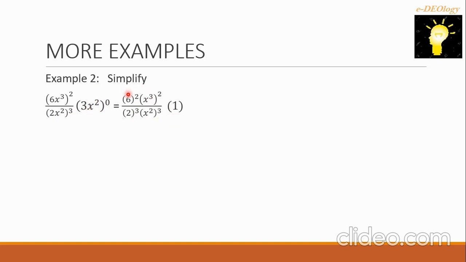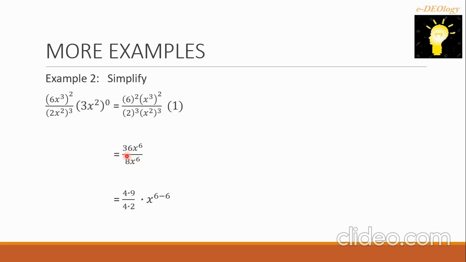And then we're going to simplify the terms in the numerator and in the denominator. So the 6 squared becomes 36. This x cubed raised to 2 becomes x raised to 6, all over the 2 cubed, which is now 8. And this x squared raised to 3 becomes x raised to 6.